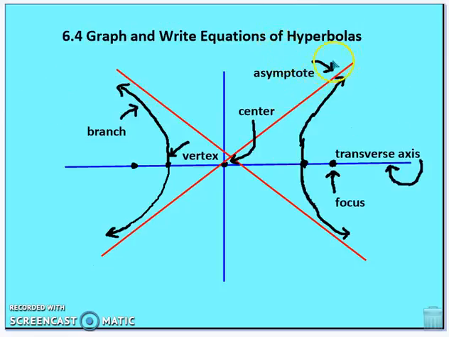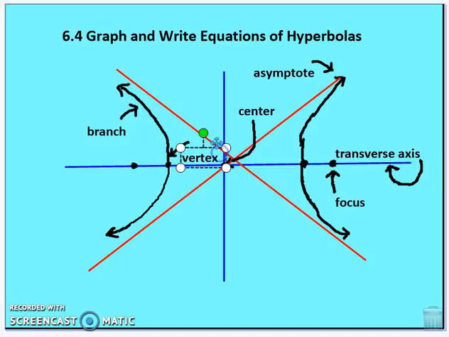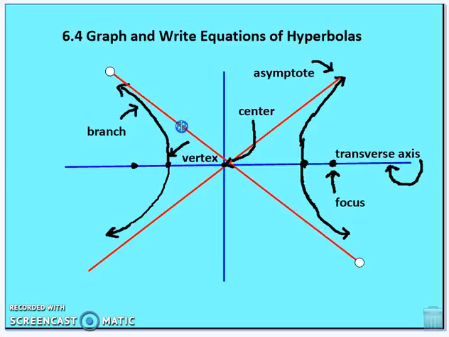All right, so here we go. I've got the asymptotes and the center, and these red lines really need to be moved so that they cross at the center. The asymptotes cross or intersect at the center. The transverse axis, the two foci, two branches, and the two vertices all comprise the hyperbola.